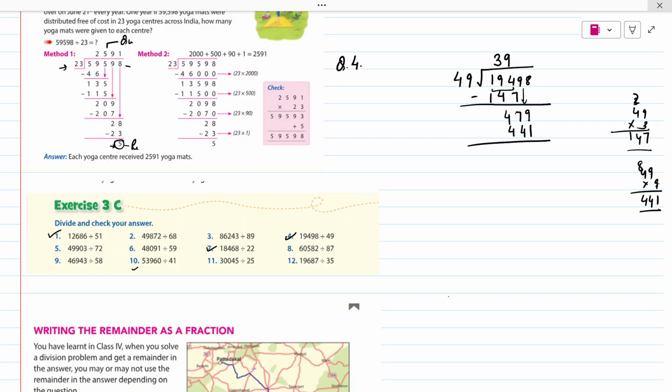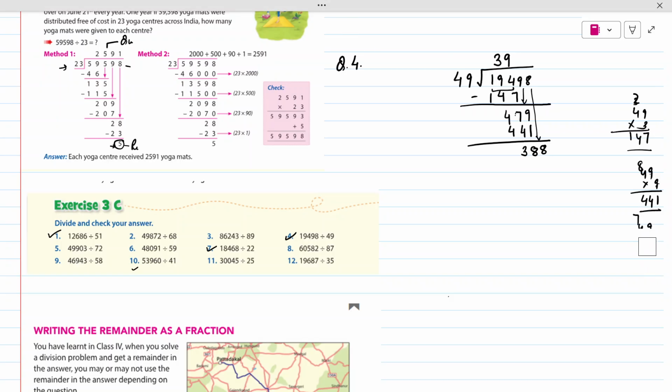441. Let's do subtraction. 9 minus 1 will give us 8. 7 minus 4 will be 3. And now this last 8 we are going to take here. Okay, so again, we have to divide this 388 with 49. So 9 we know, let's try with 8. 9 into 8 is 72. 4 into 8 is 32 plus 7 is 39, which is more than this. That means we cannot do it with 8.